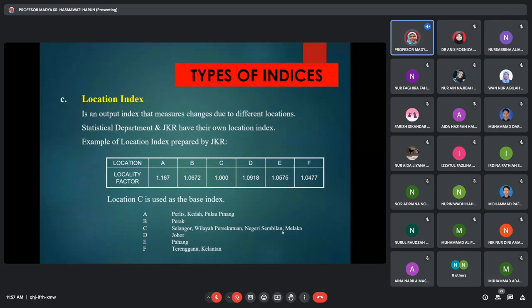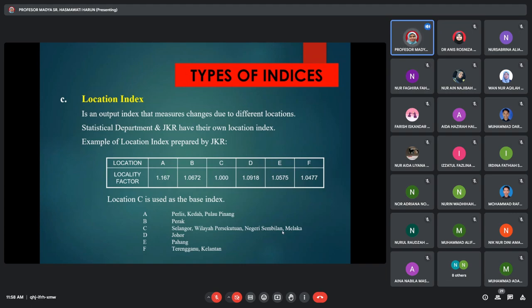Okay, B, Perak is standalone. The locality factor is 1.06. You also have C, Selangor and Wilayah Persekutuan. Interestingly, Negeri Sembilan and Melaka are also grouped with Selangor. Johor is on its own. Pahang, Terengganu and Kelantan is 1.04.